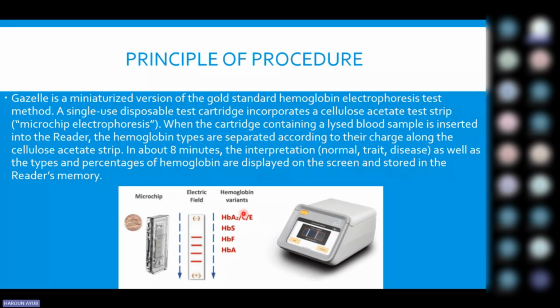So depending on the net charge of that particular variant that we are testing, it will move as represented here. You'll find at the first band, you'll find the A2CE band. They'll co-migrate, and they'll be the first to be left behind. Then you have the S, followed by the F, and then followed by the HbA.